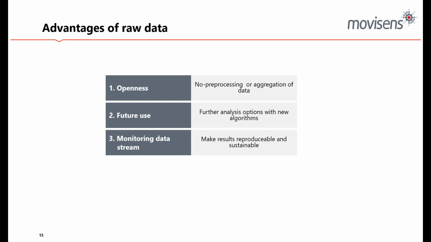Further analysis options can be explored as new algorithms are developed. We can reanalyze the data if better algorithms become available, without any restriction that could have been applied by an aggregation step. Third, we can monitor the complete data stream. This helps make results reproducible and sustainable. The complete series of analysis steps from raw data to final output, you have as an overview. You know what you have done to this data.